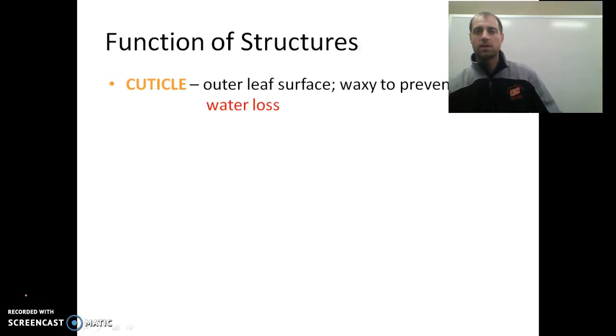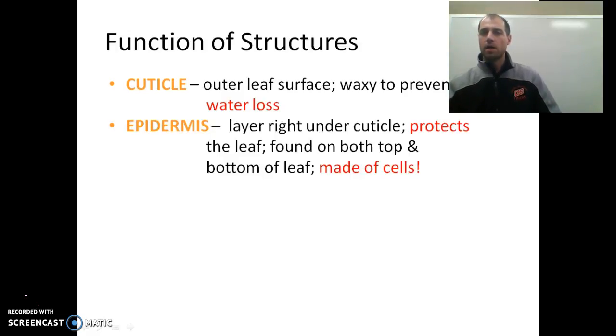So let's go through the functions of each of these once again. You have the cuticle, which is that outer surface of the leaf. It's very waxy, and that waxiness prevents water loss. The epidermis is going to be the layer right underneath the cuticle, and it's going to protect the leaf. We find it on both the bottom and the top, just like our cuticle, and it's made up of cells. The cuticle is not made up of cells.